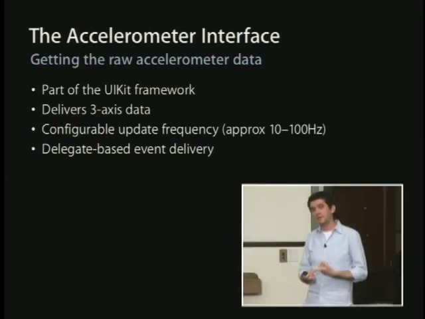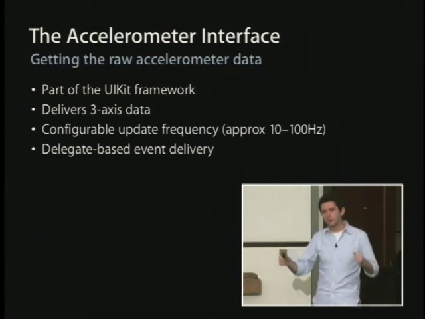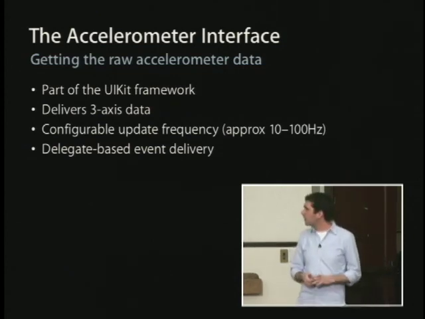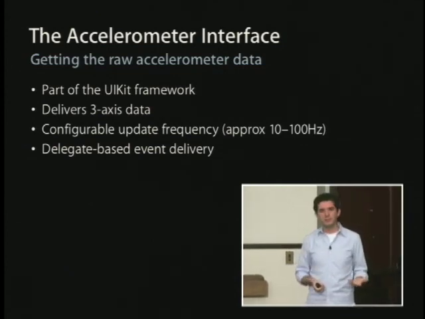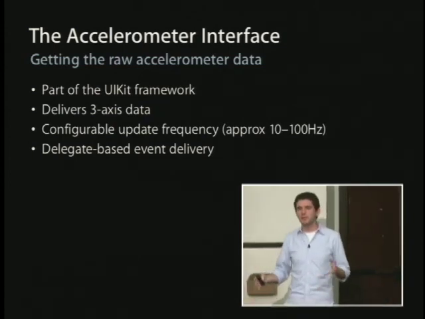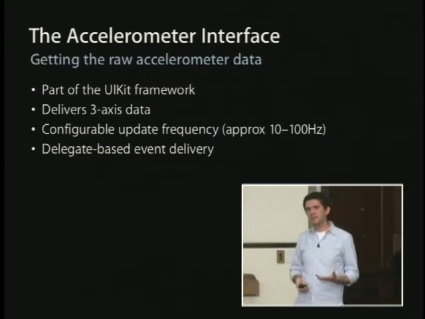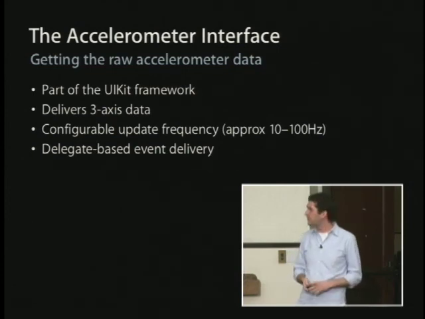It's also part of the UIKit framework. There's a UIAccelerometer class. It delivers 3-axis data, so it'll give you X, Y, and Z for all the orientations that you might be interested in. It's got configurable update frequency, so you can get updates either 10 times per second, 100 times per second, tailored to what your app is trying to do. And it's delegate-based event delivery. It's pretty similar to the CLLocationManager class that we already talked about.